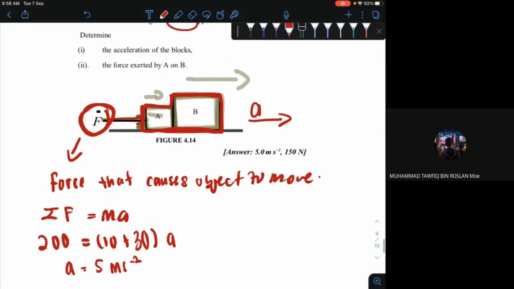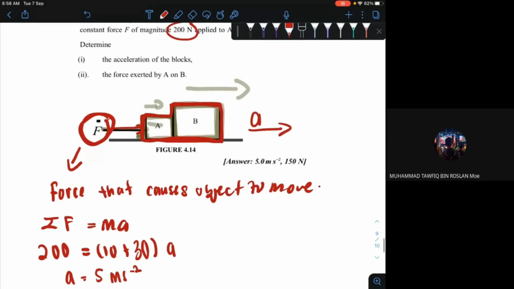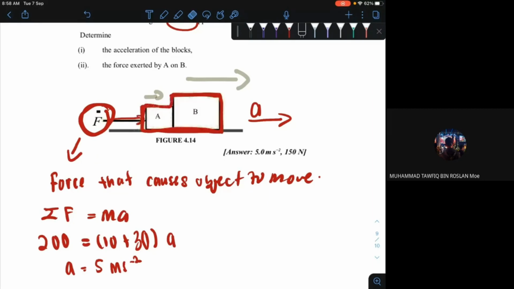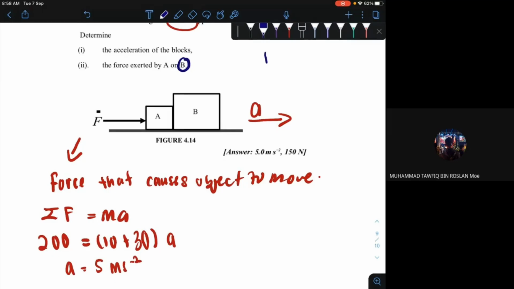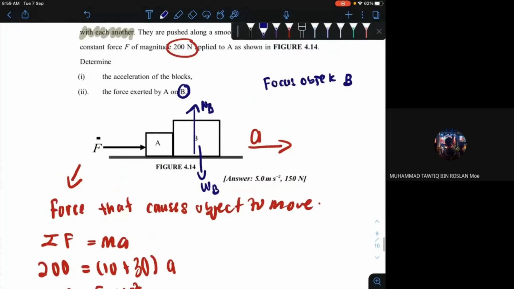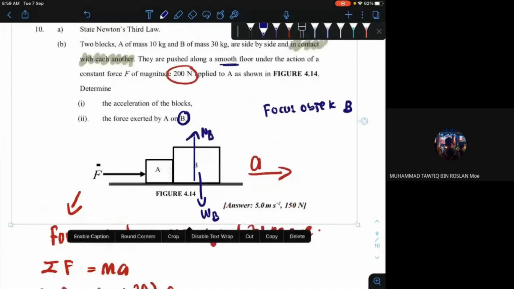And then the force exerted by B on A. So kita nak tengok pada all the forces dekat sini. Okay, look at object B. Sebab soalan kata forces exerted by A on B. So fokus kita dekat sini adalah pada objek B sahaja. Okay, so this is your B. You're going to have normal ke atas. You're going to have weight ke bawah. Okay, dia kata smooth floor. So bila awak tolak dia ke kanan, tak ada any friction.